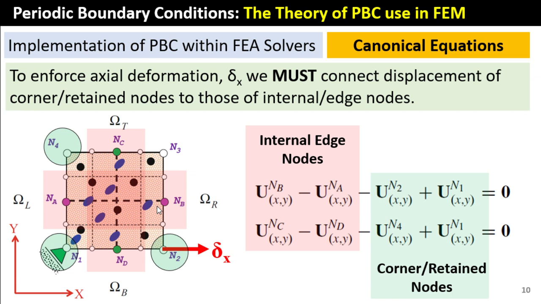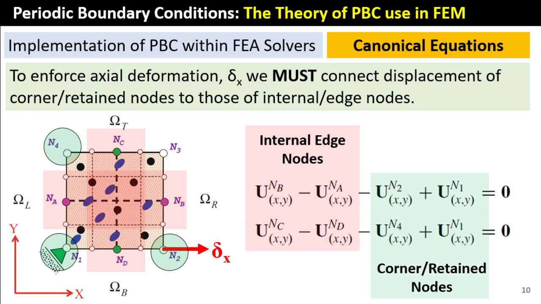There is a connectivity between them, and so the system will respond accordingly. So this is the next form of canonical equation. In fact, this is the form that we will be applying within a finite element simulation to impose periodicity on our domain. So this will be true for displacement, as we show here.